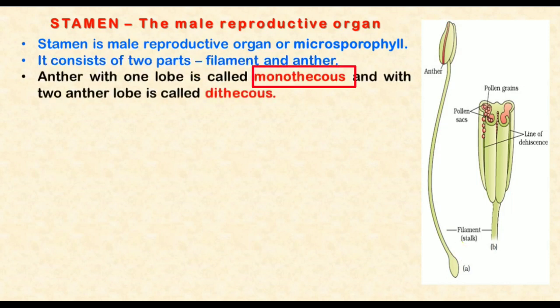Anther may be monothecous or dithecous. A monothecous anther is one which has only one lobe, and a dithecous anther is one which has 2 lobes. Here you can see that it's a dithecous anther. It has 2 lobes, first and second lobe. So it's a dithecous anther, and a monothecous anther is one which has only one lobe.